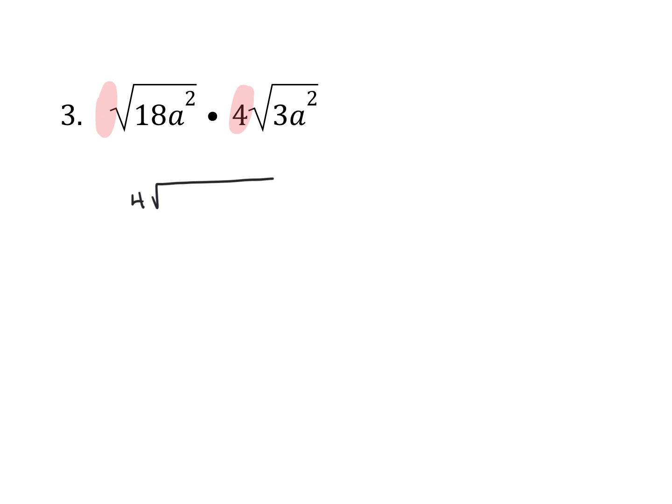And then I'm going to use my radical. And I'm going to multiply what's on the inside. So I have 18 and I have 3. And that gives me 54. So I'm going to put a 54 right there.